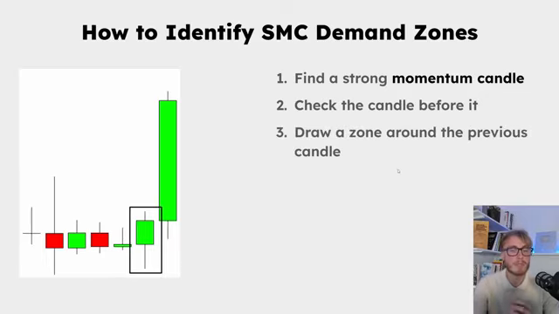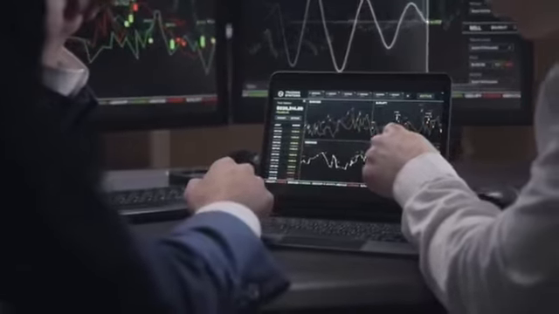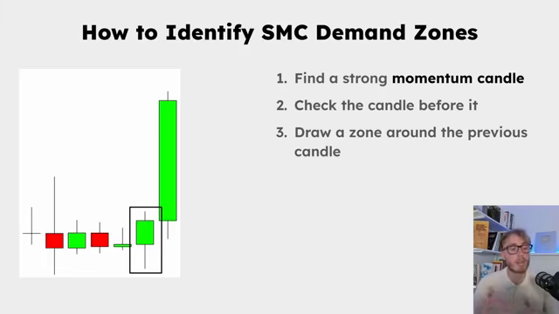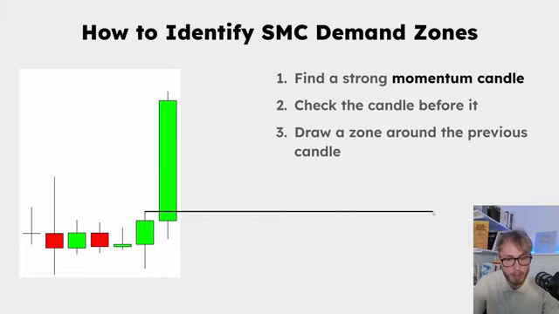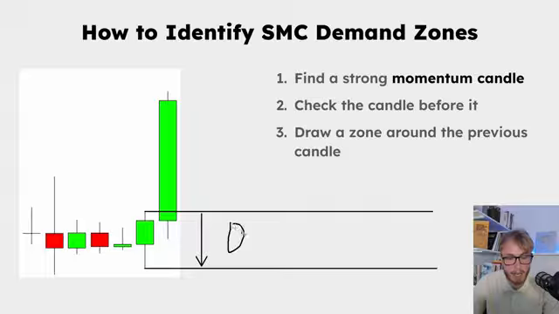Step number 3 is to draw a zone around the previous candle. When it comes to drawing supply and demand zones, traders will always have different strategies and different methods on exactly how to draw these zones. But a straightforward and simple strategy is to simply draw a zone around the previous candle. So we want to draw a zone from the highest point of the previous candle to the lowest point of the previous candle. The length between these 2 points will be our demand zone.